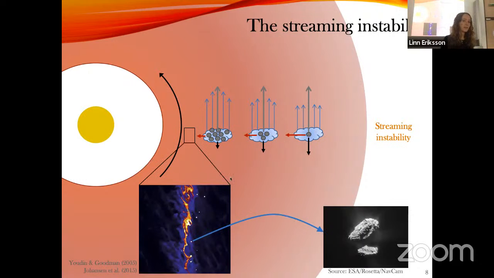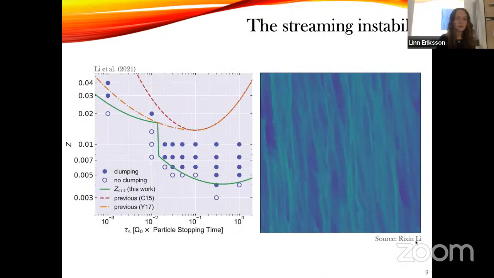So here you can see a filament forming in a streaming instability simulation. And these filaments can then gravitationally collapse to form your planetesimals. So this was sort of a sketch, so we can also look at a simulation of how this is going on. So this is one of the more recent and high resolution simulations of this process by Rix and Lee from the US. So here in the beginning, there are already some filaments forming.